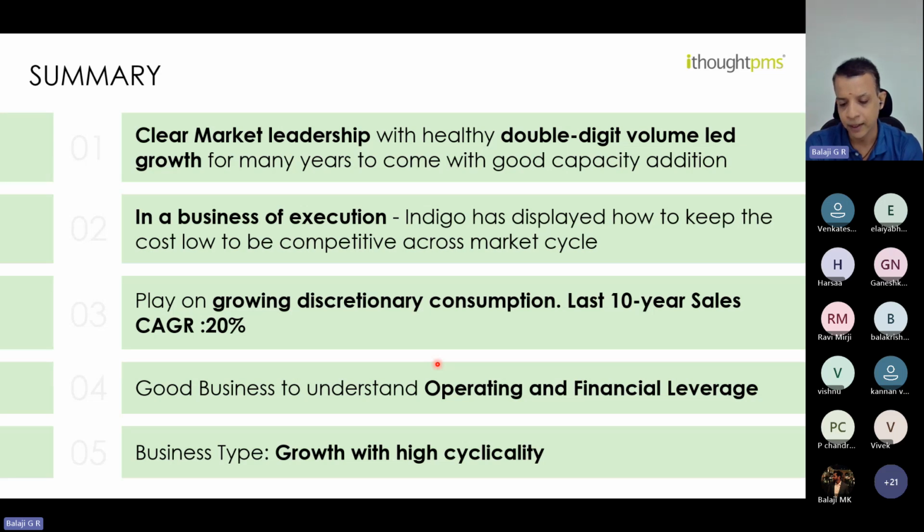In a nutshell, our whole idea behind doing this study is, one, a very large cap did extremely well operationally, financially, and in market cap, and it also gives us a very good example of how companies can thrive in a very, very difficult environment. These are the two big takeaways from Indigo. I hope you had a good learning out of this.